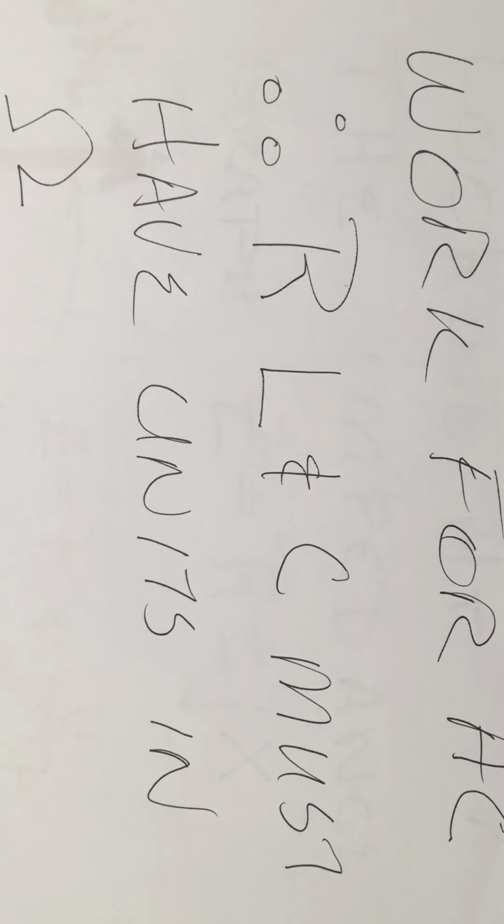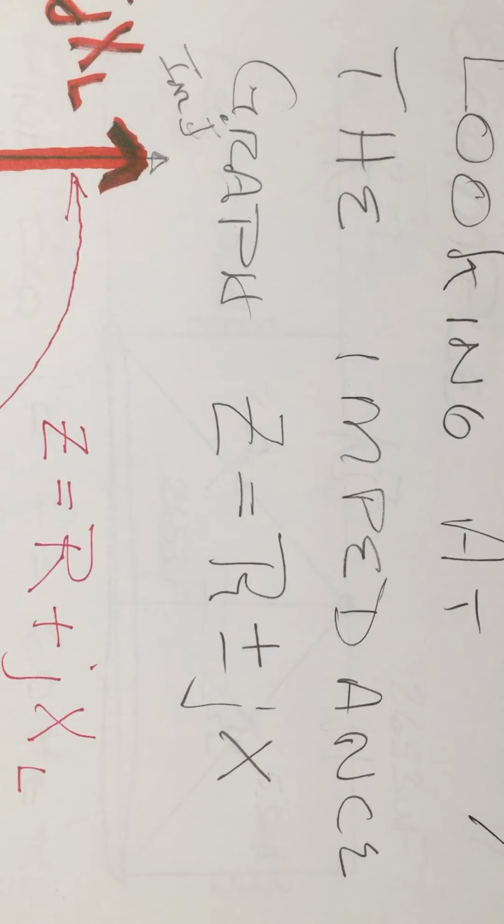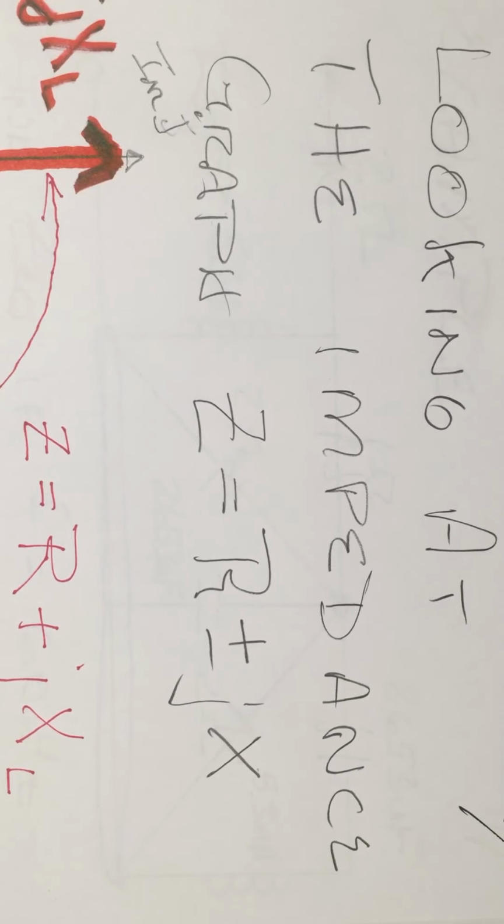R, L, and C must have units in ohms. That's the only big deal. You turn the voltage and the currents into phasors, an RMS phasor, and you work the problem. Make sure R, L, and C are all in ohms. So let's look at the impedance.